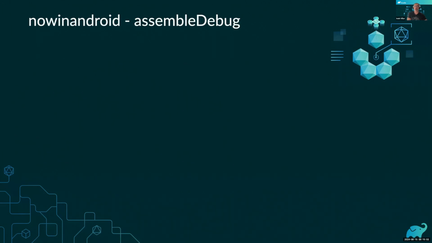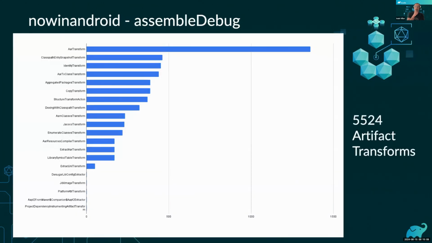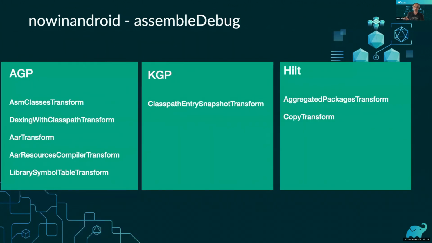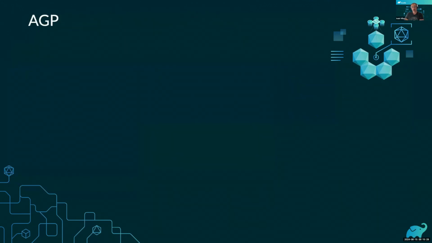In this project, we are going to execute the task assembleDebug, and what we have is a build that is executing more than 5,000 artifact transforms. So they're quite present there. Those transforms are coming from different plugins like the Android Gradle plugin, the Kotlin Gradle plugin, and Hilt. I would say that the Android Gradle plugin, AGP, is the Gradle component with the most widespread usage of artifact transforms in the ecosystem.